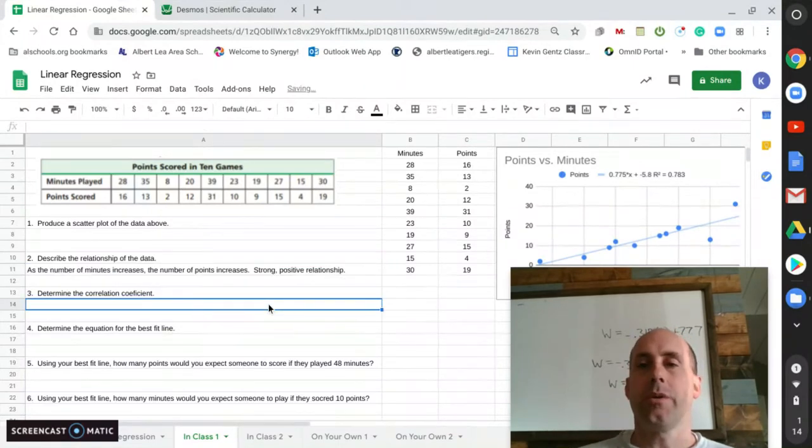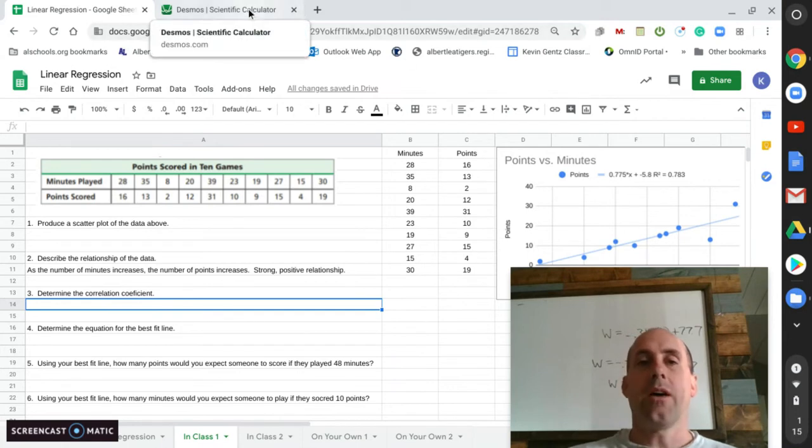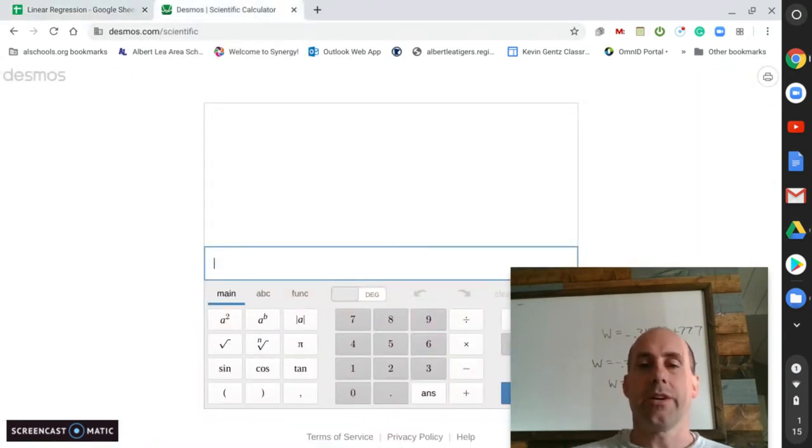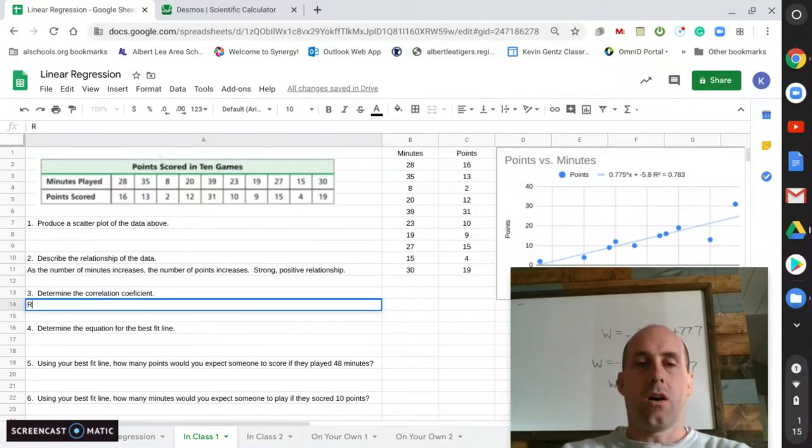Determine the correlation coefficient. Well, look, it gives us R squared is 0.783. If it gives us R squared, we have to compute R, so we have to take the square root of that. So I like to use the Desmos scientific calculator, and I'm going to choose square root of 0.783. And you can see it produces over here 0.885. We're just going to go 2 places, so 0.88. R equals 0.88. That confirms a strong positive relationship.